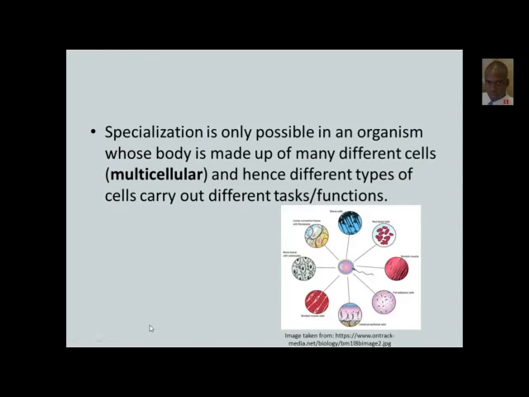So you understand now that cell specialization will only occur in multicellular organisms, because it is only in these organisms that have many different cells to carry out different tasks. You can't have that in a unicellular organism. Why? It's only one cell, so the one cell is going to have to do everything.